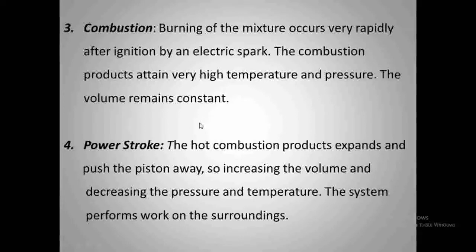Then the fourth one is again a stroke. It is known as the power stroke. Here the burning products have a very high temperature and pressure. So during the power stroke, the hot combustion products expand because they are at high temperature and pressure. They expand and push the piston away. Because there is a movement of the piston, it is known as a stroke.